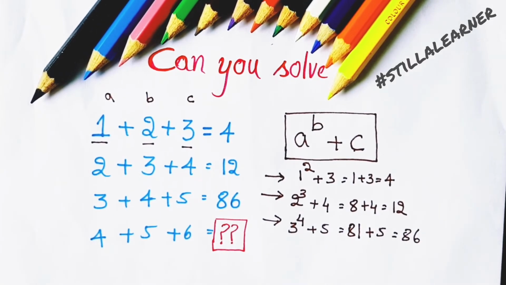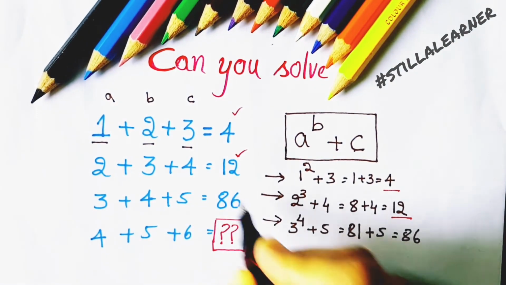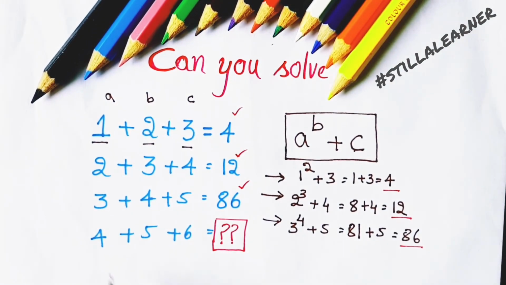So A power B plus C is satisfied here. See, let's check 4, 12 and 86. We have solved. Hence proved.